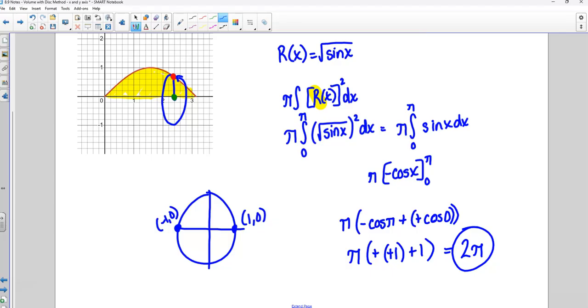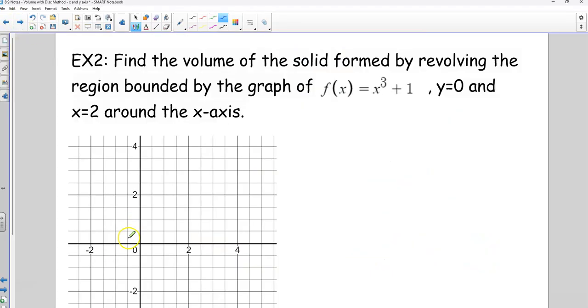Okay, so it's similar to our cross sections, except you're always using pi r squared. If you see something being revolved or rotated around the axis, pi r squared is the formula that you're using. Let's look at another one.